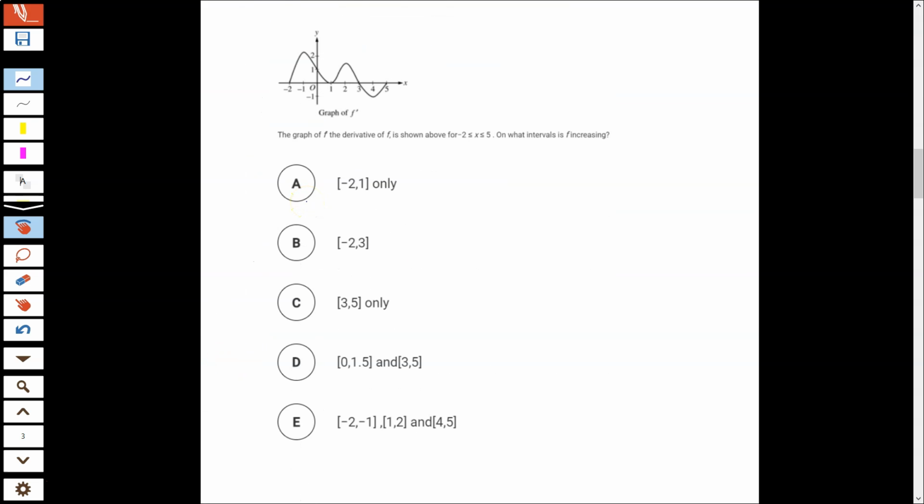So for this one now, on what intervals is f increasing? So we have again a graph of f prime. So notice, if I thought this was a graph of f, I would get this one wrong. So we want positive derivative. So notice the derivative is positive everywhere, except for this little chunk over here from 3 to 5. So we want to say from negative 2 all the way to 3. So negative 2, 3 is my solution there.